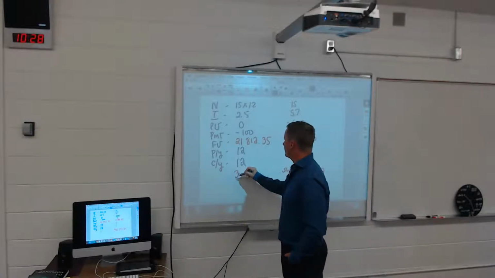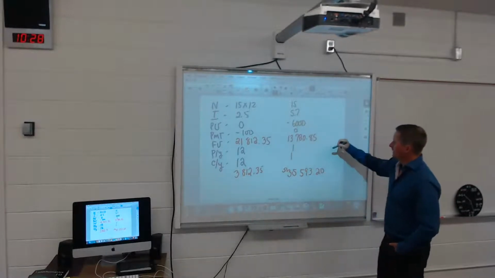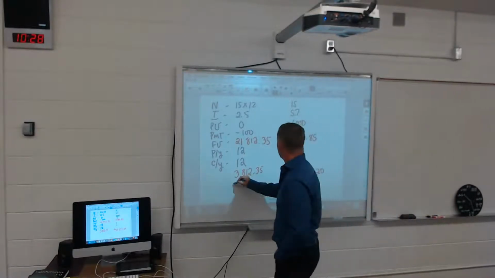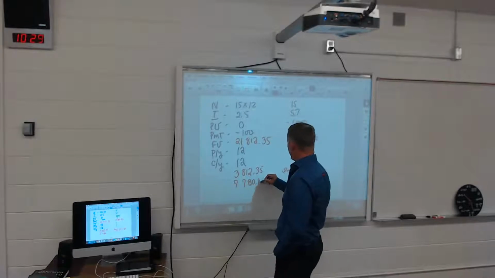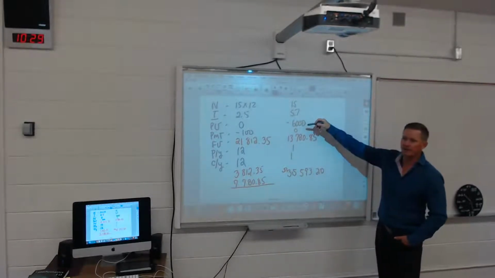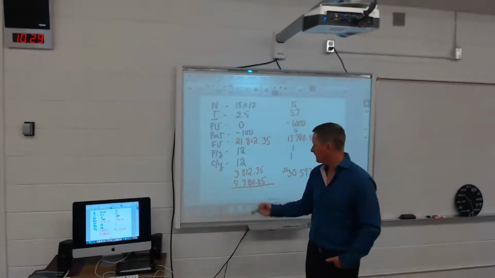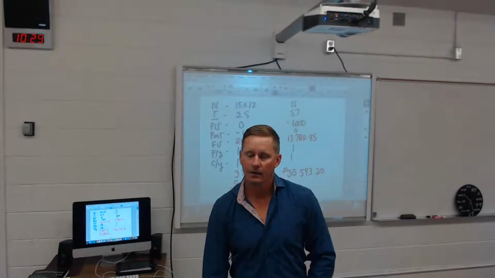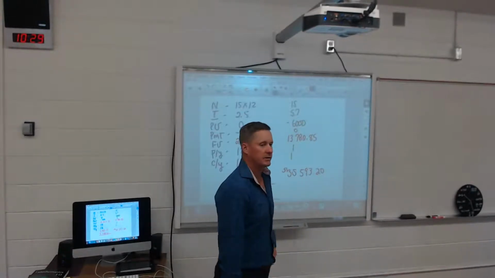Okay, so that would be 3,812.35 would be my amount here, and on this one, I earned 7,780.85 because I only invested 6,000 on this investment here. So the interest earned would be that, subtract the 6,000. Okay. And then I could calculate how much my total interest earned was.